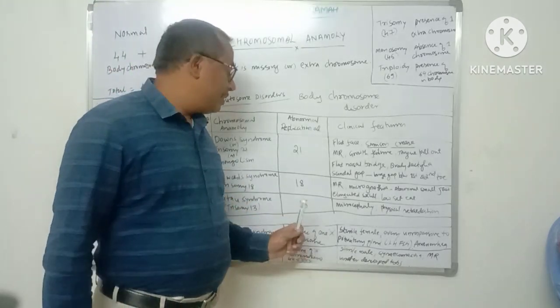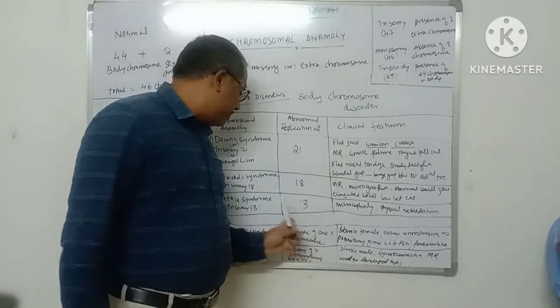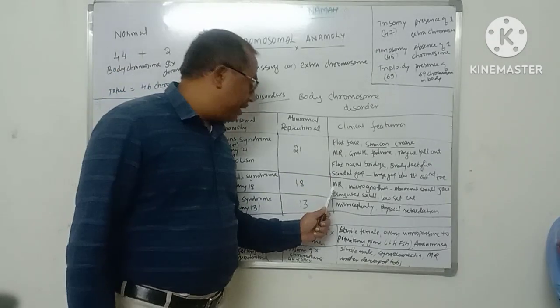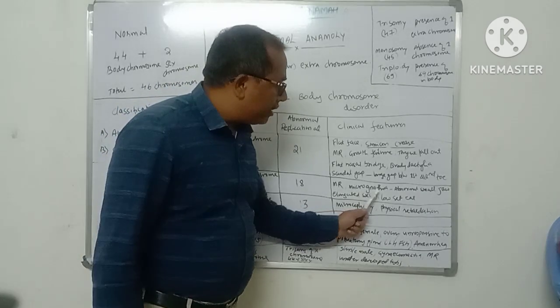Totally 47 chromosomes. And what are the important clinical features of Edwards syndrome? Edwards syndrome patients will be mentally retarded and have micrognathia.